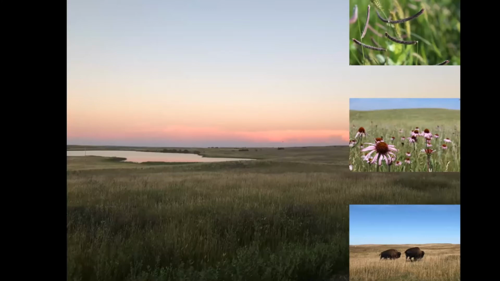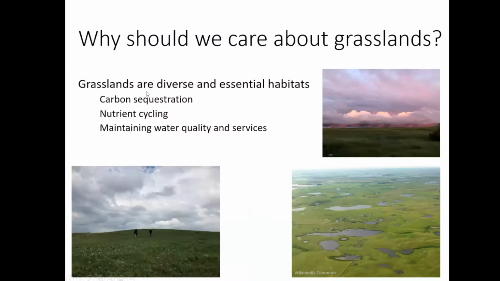And of course, they're characteristically devoid of many trees. And then a fun fact is historically in the Great Plains region, bison were the dominant grassland grazing species and acted as long distance seed spreaders. So jumping back in, we should care about grasslands because they're biodiverse, very nutrient rich habitats. They provide a myriad of essential services and functions, including carbon sequestration, nutrient cycling, maintaining soil health, water quality, and are essential habitats to a host of species.